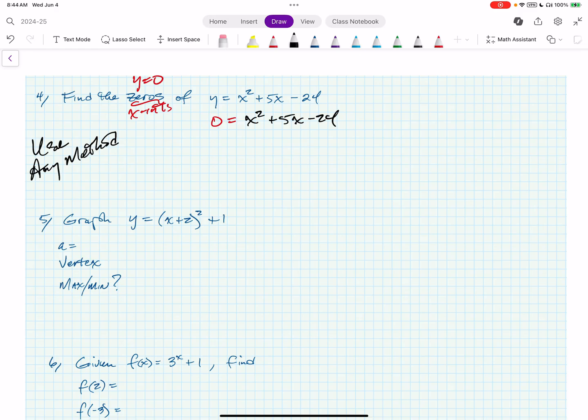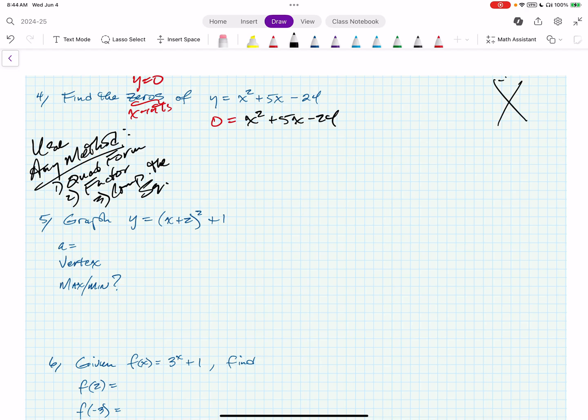Okay, again, you have 3 options. You have quadratic formula. Method 1, number 2, you can factor, if it's factorable. And 3, you can complete the square. So you have to make a choice here. Now you can try factoring. And some of you guys are excellent at factoring. So what 2 numbers multiply to -24 and add to 5? Are there 2 such numbers? And if so, it's factorable.